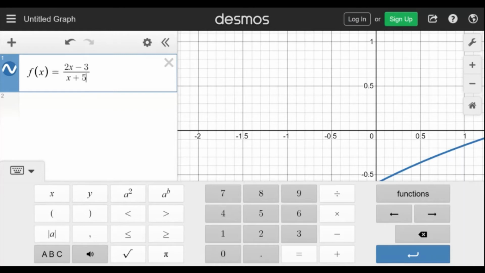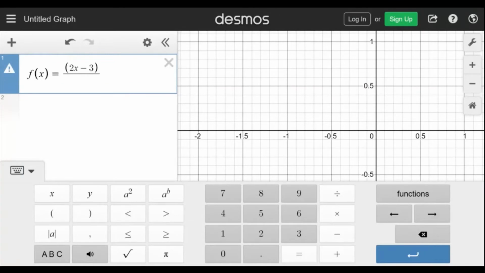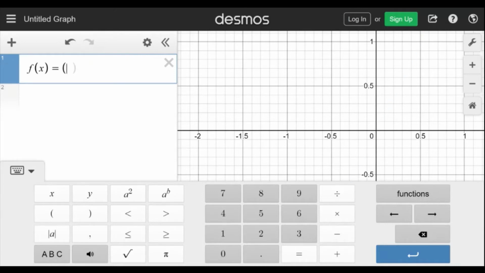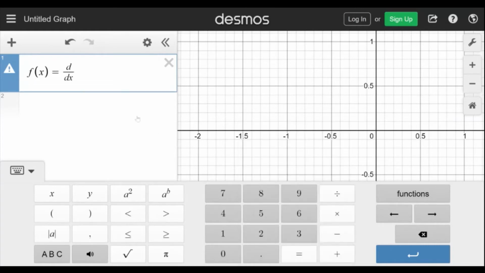Now, just in case you didn't realize, you could have just put that 2x minus 3 in parentheses. I think Merritt said that, and it'll do it for you. You see that? But I like that function one. Okay. So all the way into functions, miscellaneous, and then the d over dx actually works. That actually stands for the derivative, so I probably would have thought it didn't work.